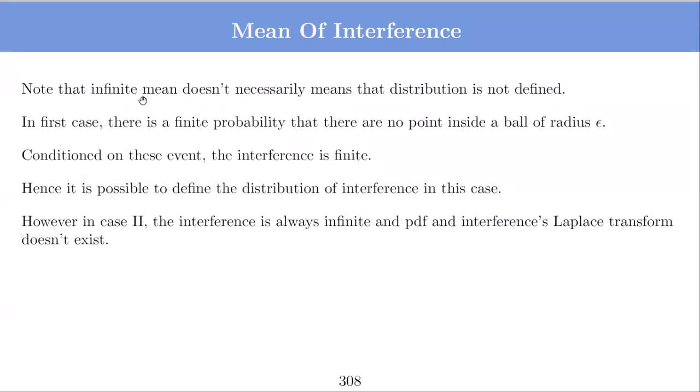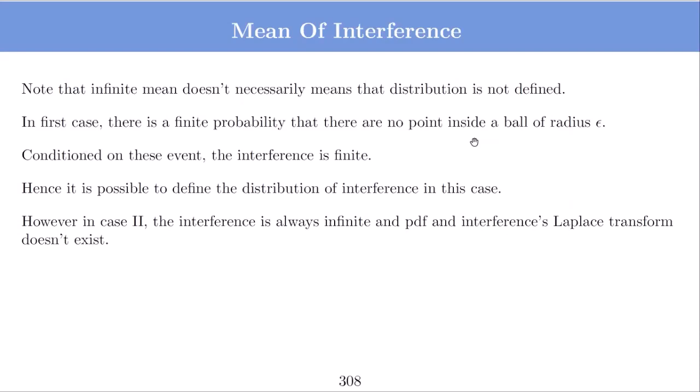So note that the infinite mean doesn't necessarily mean the distribution is not defined. In the first case, there is finite probability that there are no points inside this ball of radius epsilon, right? So with that probability, interference is finite. So you can still compute the distribution of interference conditioned on these events.